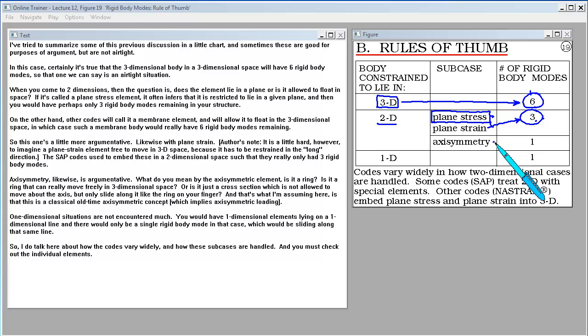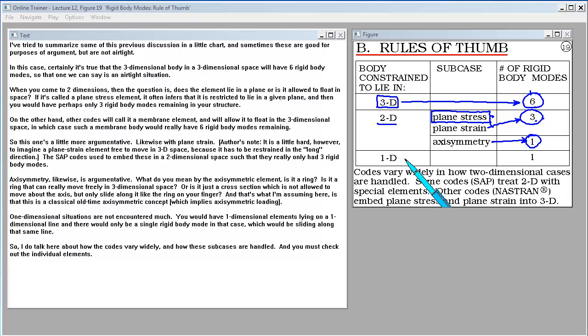What do you mean by the axisymmetric element? Is it a ring? Is it a ring that can really move freely in 3-dimensional space, or is it just a cross-section which is not allowed to move about the axis but only slide along it like the ring on your finger? And that's what I'm assuming here, is that this is a classical old-time axisymmetric concept.